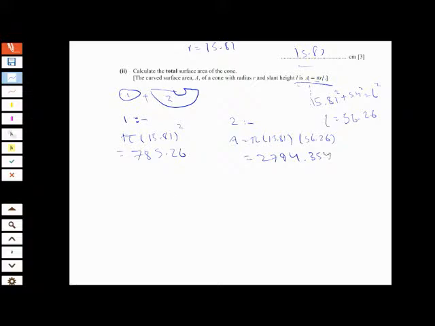Total area is 2794.354 plus 785.26. That would equal 3,579.61. That is your answer.